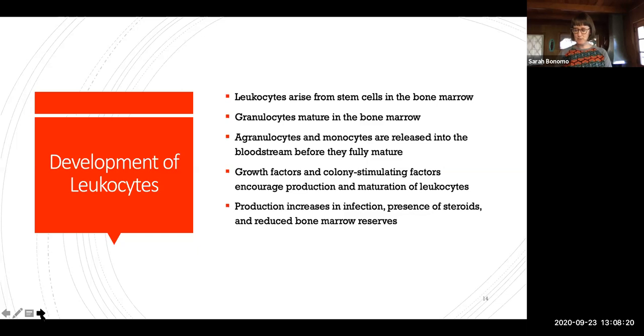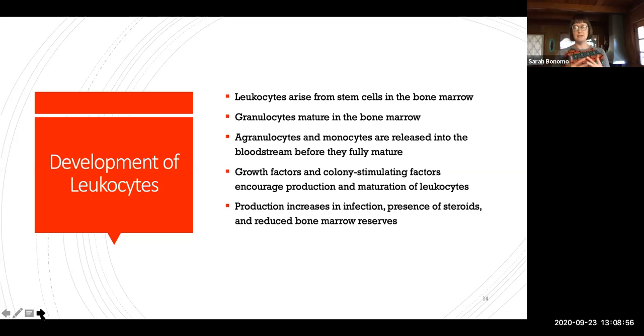Okay, so let's talk about leukocytes. Remember, leukocytes are white blood cells. And these are lymphocytes, granulocytes, and monocytes, okay? So leukocytes come from the stem cells in the bone marrow. Leukocytes are the broad category, and then three little lines coming down underneath that: lymphocytes, granulocytes, and monocytes. So granulocytes actually mature in the bone marrow. So they grow up in the bone marrow and then get released.